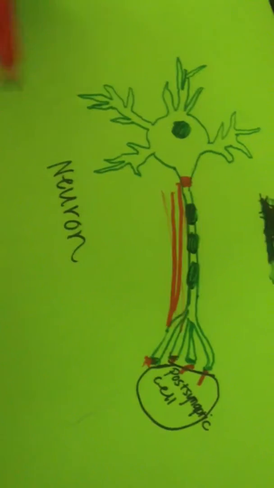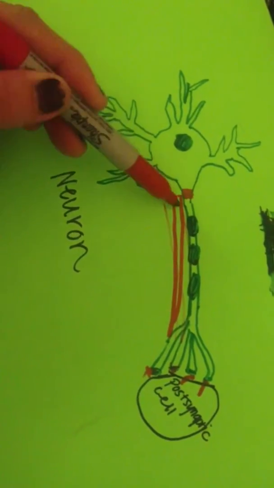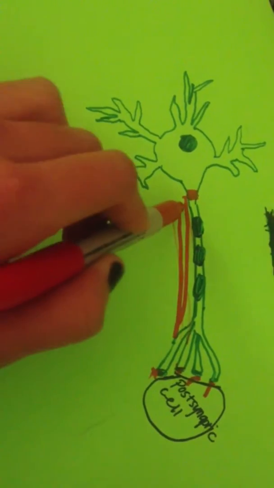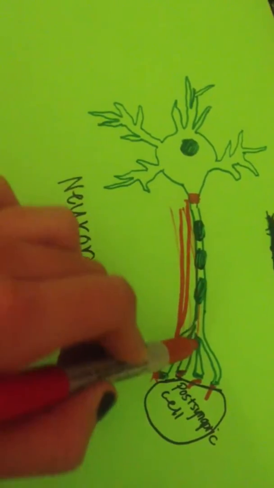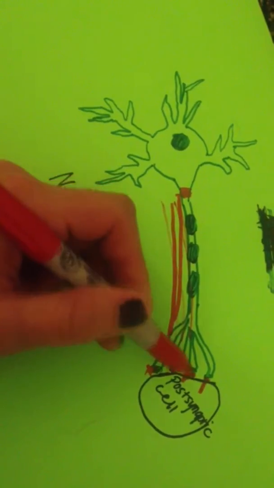An action potential is a nerve impulse that sends information through a neuron to a postsynaptic cell. It begins at the gradient potential and fires through the axon, where it sends the information through the synaptic terminals to the postsynaptic cell.